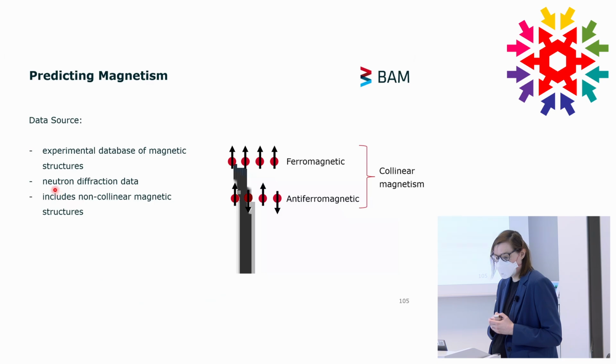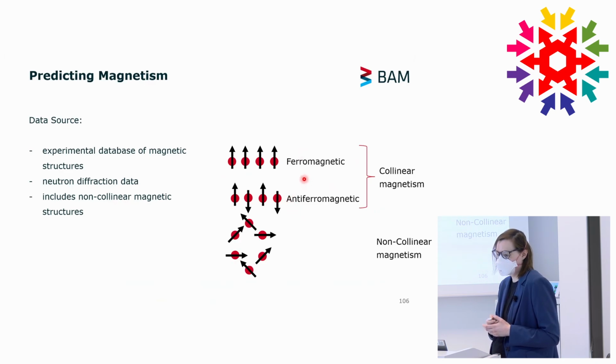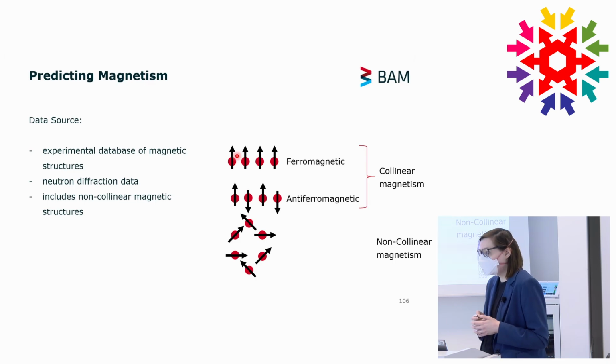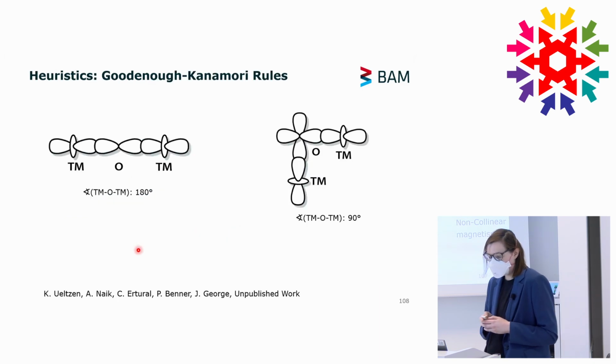Just to mention this, in typical DFT calculations, we very often do not include non-collinear magnetism because it's also complicated. But of course, in this database, it shows up. We do not only have ferromagnetic and antiferromagnetic collinear magnetic structures, but also those that show non-collinear magnetism, where the spins are not aligned to each other with 0 or 180-degree angles, which makes the machine learning a bit more complicated. As I said, we focus on transition metal oxides.